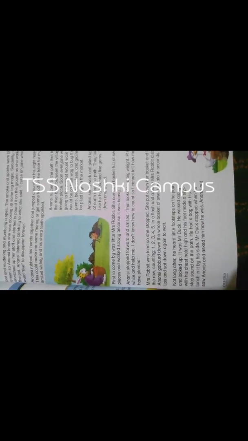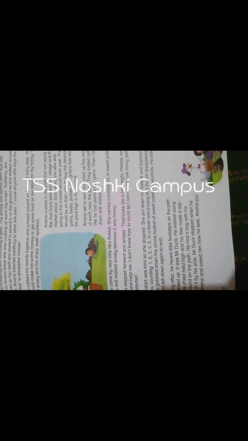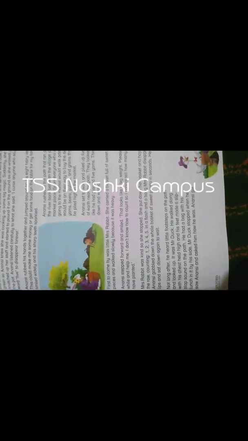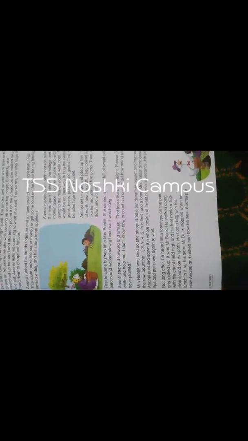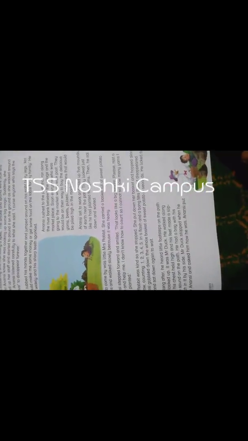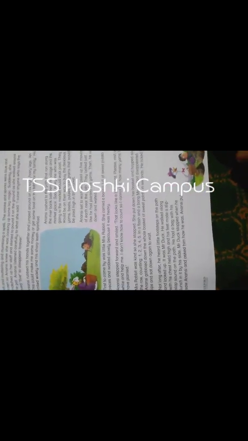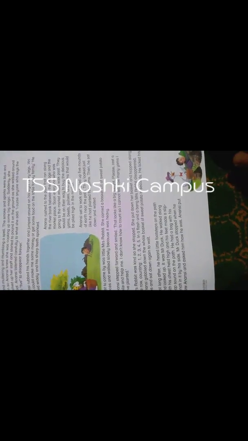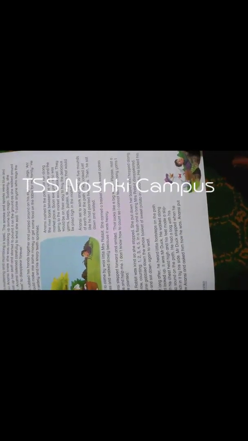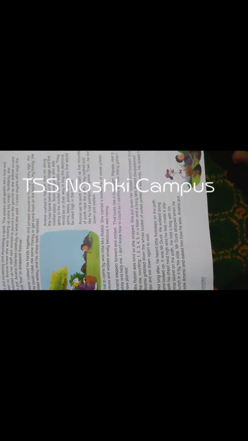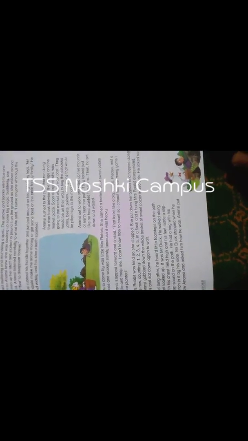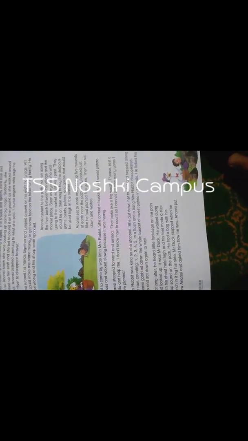First to come by was little Mrs. Rabbit. She carried a basket full of sweet potato pieces and walked slowly because it was heavy. Anansi stepped forward and smiled. "That looks like a big weight. Please take a rest a while and help me. I don't know how to count, so I cannot tell how many yams I have planted." Mrs. Rabbit was kind, so she stopped. She put down her basket and hopped along the row, counting 1, 2, 3, 4, 5.